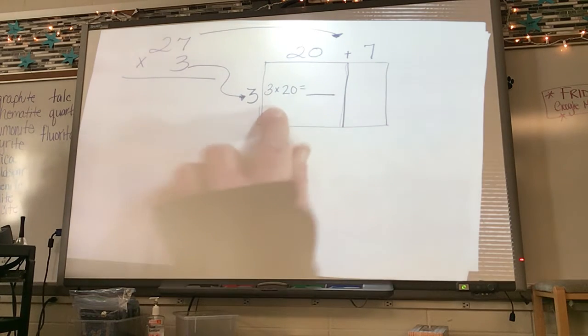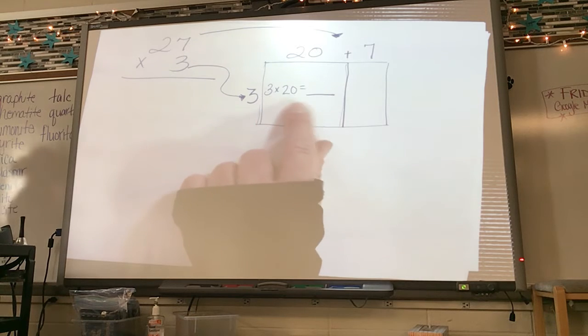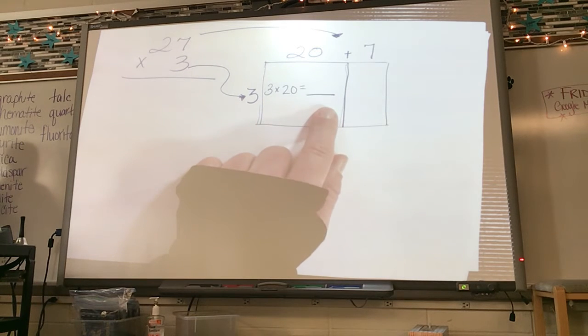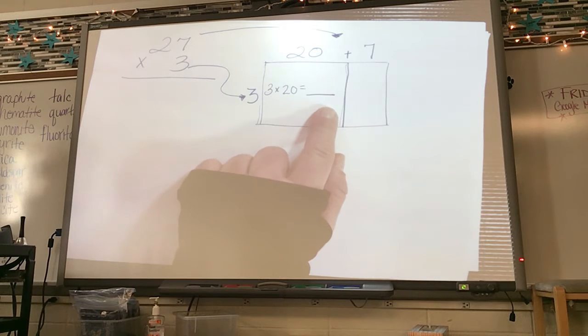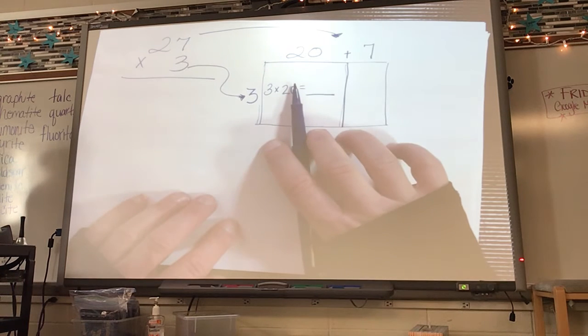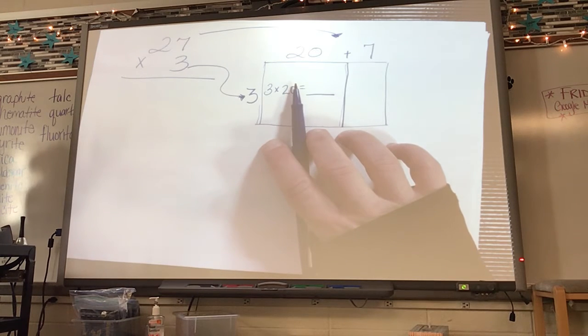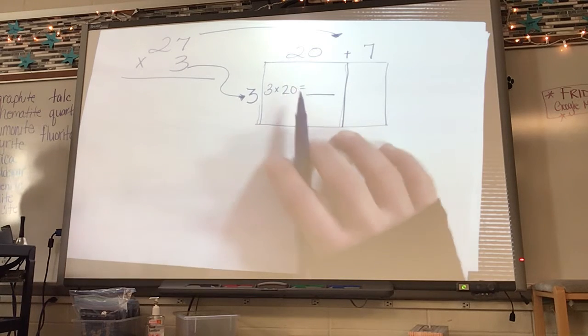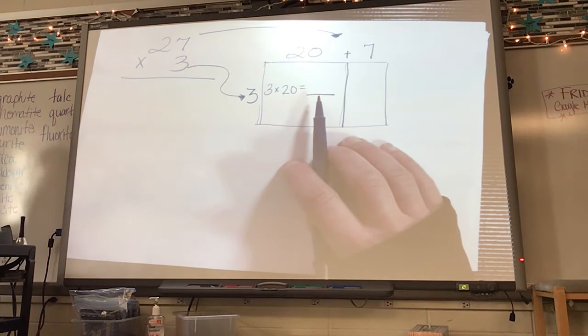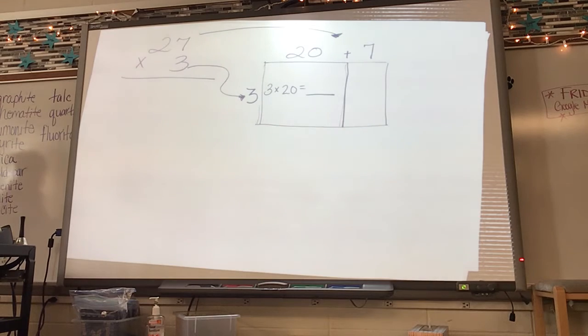Okay, so write that out. 3 times 20 equals blank. And then find me an answer. Cover up the 0. Multiply 3 times 2. And then put the 0 in the end. What is 3 times 2? 60. 60. Beautiful, Warner.